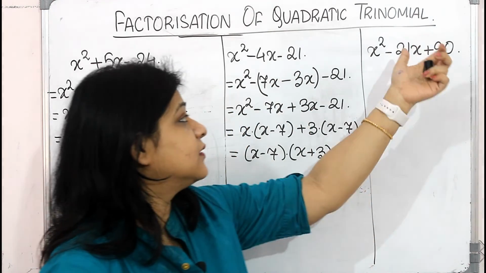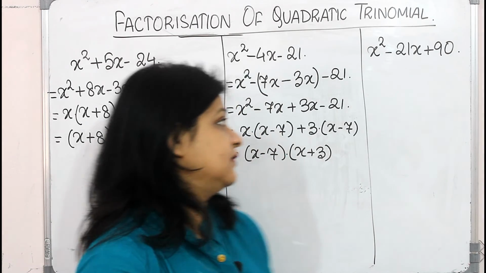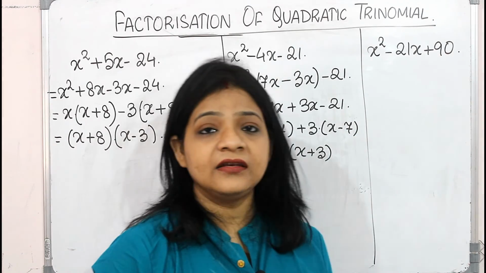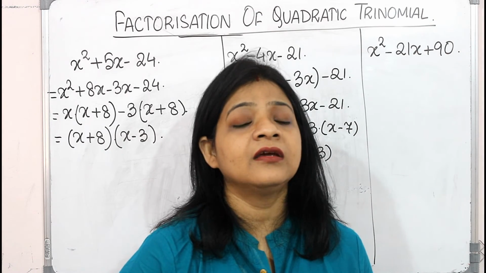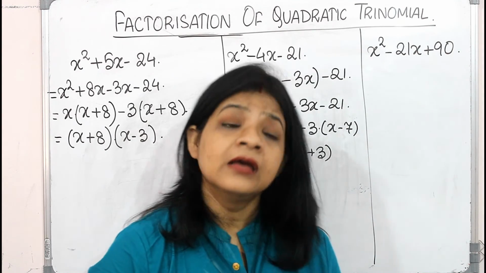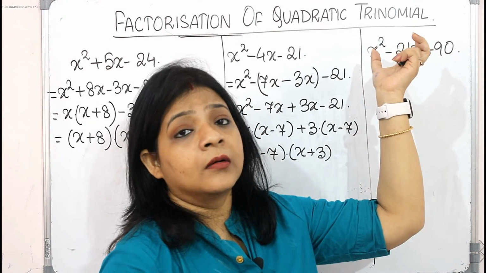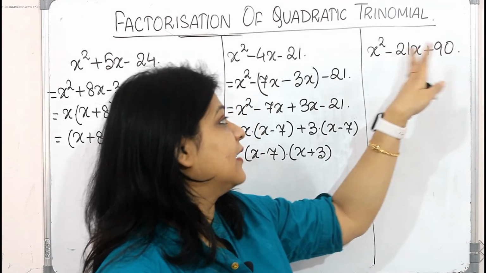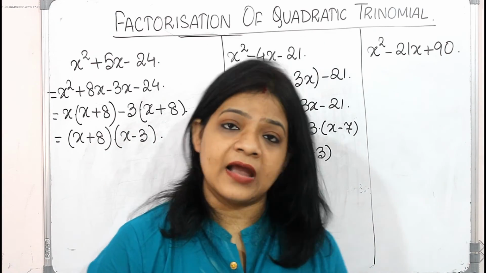Okay. Now, the third expression is x square minus 21x plus 90. The last term is 90, and before that, a plus sign is given. So when you break the middle term, the sum of the factors of 90 should be equal to 21. So let's try to factorize 90.